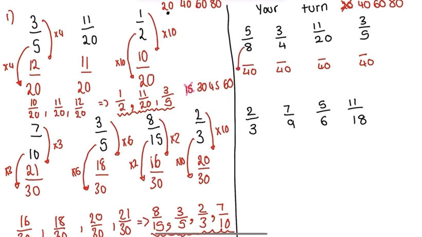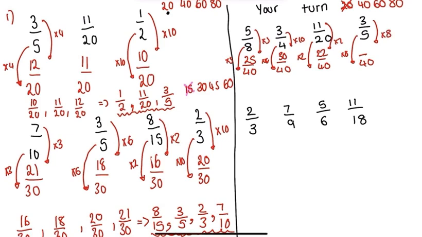So for this first one, you'd have to times it by 5, so make sure to do the same to the top. 4 to 40 is just timesing by 10. 20 to 40 is just timesing by 2. And 5 to 40 is timesing by 8. So we'd get 24 over 40.